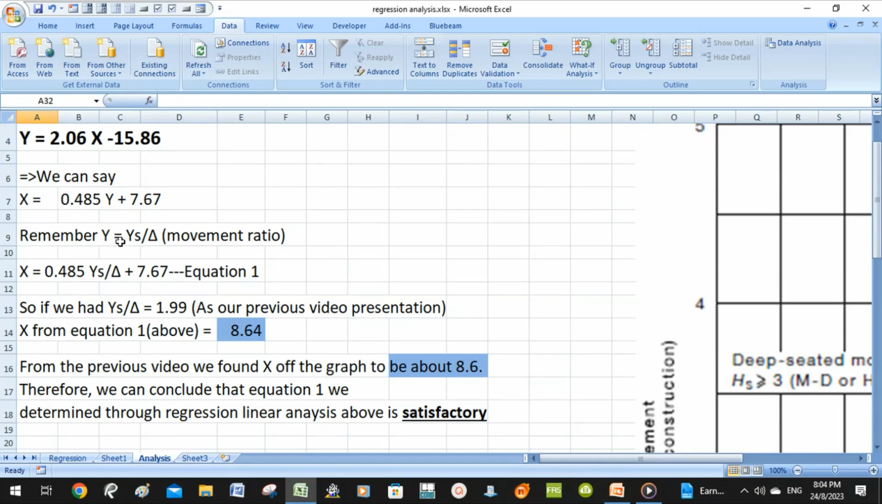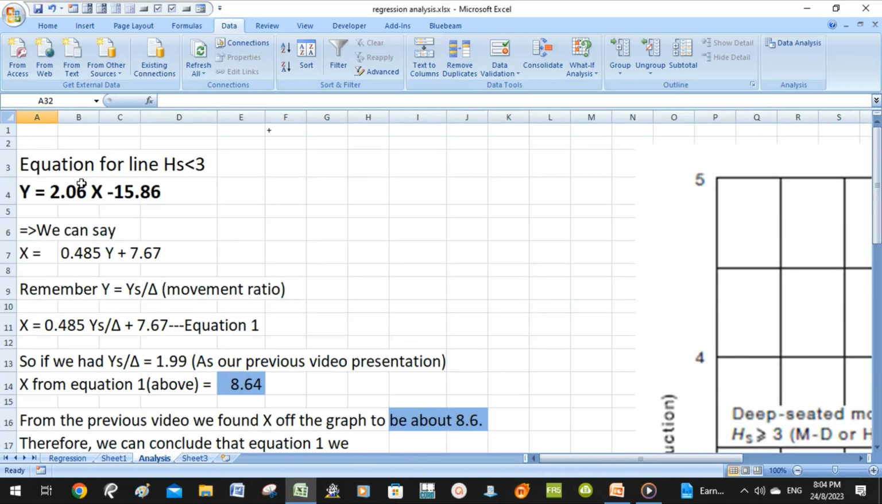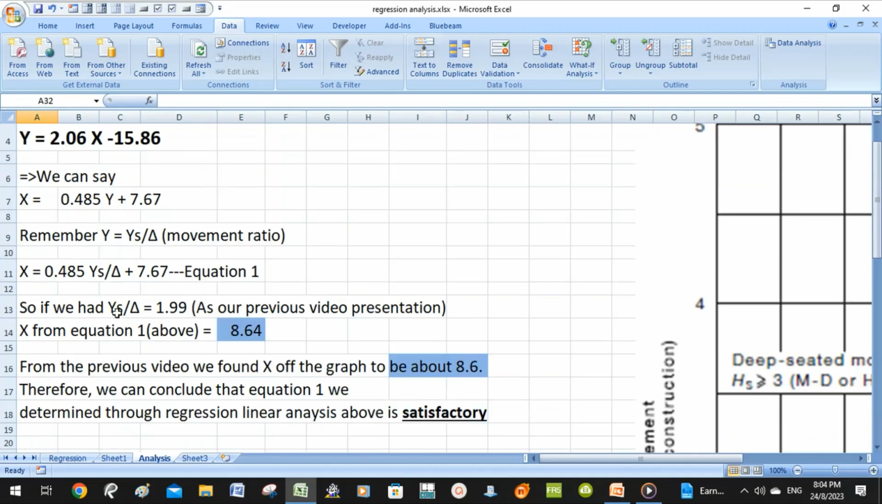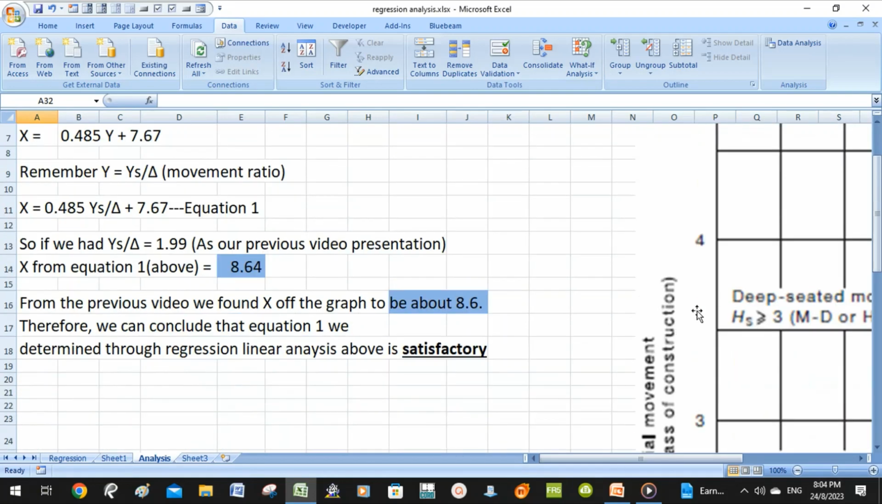So what did I do here? I just took out x by itself. So I put 15.86 the other way and then divided everything by 2.06. Now remember, y on the vertical axis is ys divided by delta, which is a movement ratio. So let's rewrite this equation again. We can say x is equal to 0.485 ys divided by delta plus 7.67. Right? I'm going to call this equation 1.